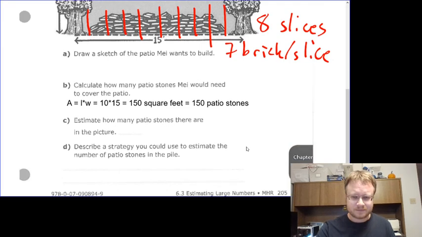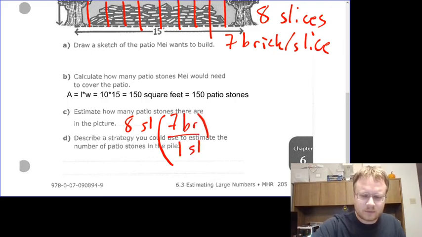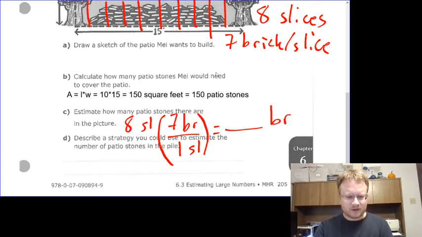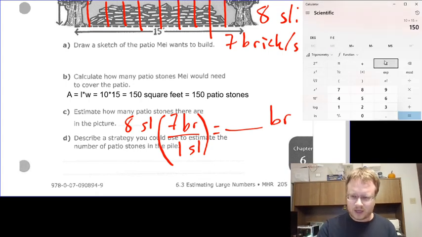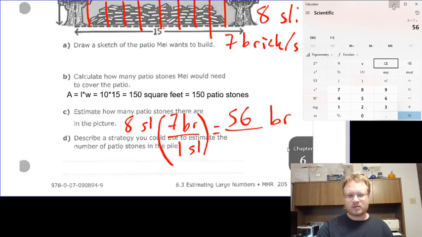So let's set it up. I'll write it down here. So I'm going to start with 8 slices, multiply by my conversion factor, 7 bricks per 1 slice equals my number of bricks. Let's get our calculator. 8 times 7 divided by 1. So I have 8 times 7, which is 56, divided by 1 is still 56. And so we estimate that there are 56 bricks present.